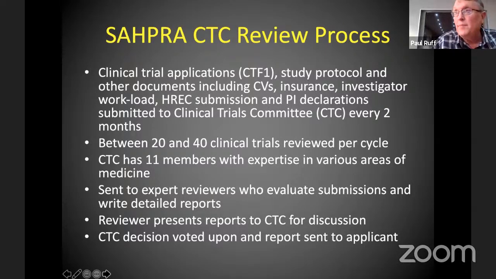Obviously, this is now done virtually. It used to be done face-to-face, but it's now done virtually. And after it's all done, the CTC decides what we should do with it. The reviewer proposes, and then someone seconds it, so it's a fully legal process, and then the CTC votes and decides on what score this study should get, which I'll show you in a minute. So every decision made by the clinical trial committee is not made by one individual. It's made by a committee discussion with a proposer and a seconder and a vote.